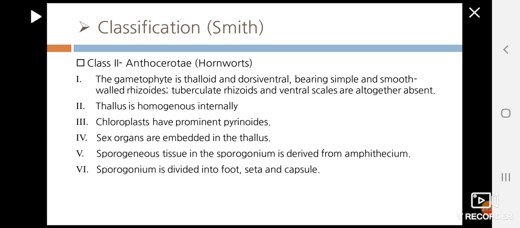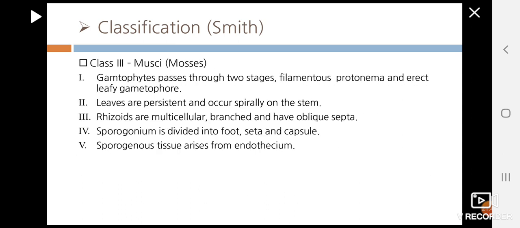And sporogenous tissue in the sporogonium is derived from amphithecium. Sporogonium is divided into foot, seta, and capsule. Now the class 3, Musci or the mosses. Here the gametophyte passes through two stages, filamentous protonema and erect leafy gametophore. Leaves are persistent and occur spirally on the stem. Basically, these leaves are not the true leaves, but leaf-like appendages. And the stem is also not a true stem, but a stem-like structure.